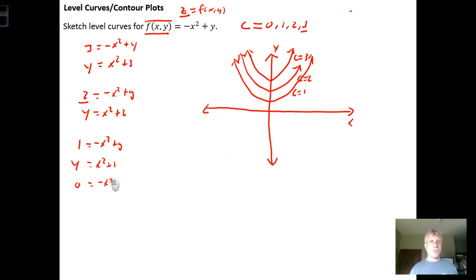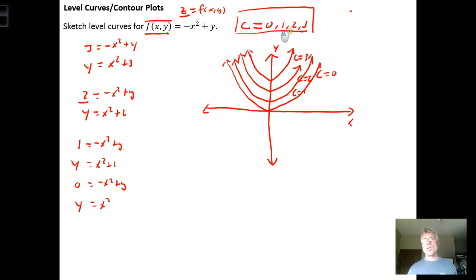And then we would do it for 0. 0 equals minus x squared plus y. Solve for y, we get y equals x squared, which is just a parabola at the origin. And then we would label that c equals 0. It's a horrible picture, but these are the level curves for the function, or a contour map for the function. I could pick infinitely many values for c. Usually you do enough values so you get a good mental picture of what's going on.